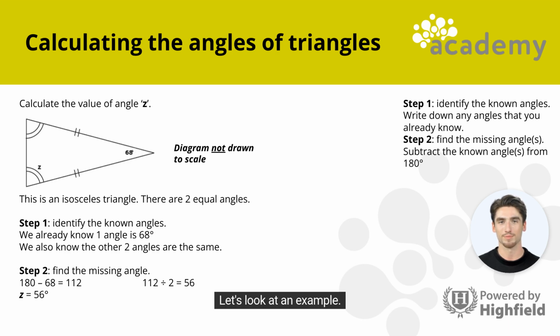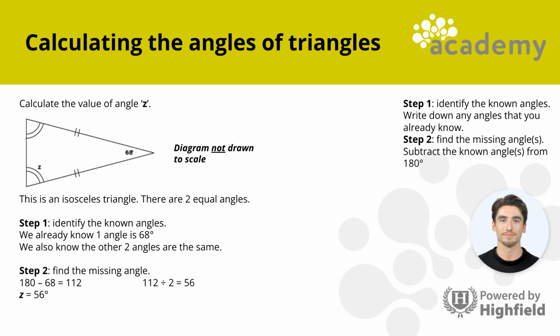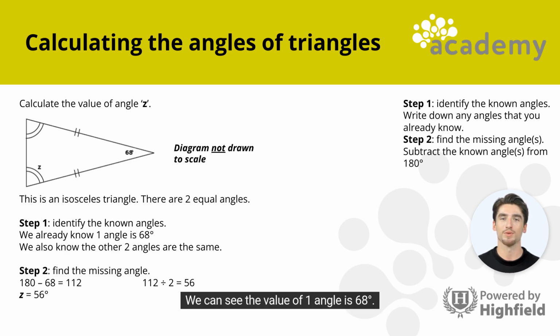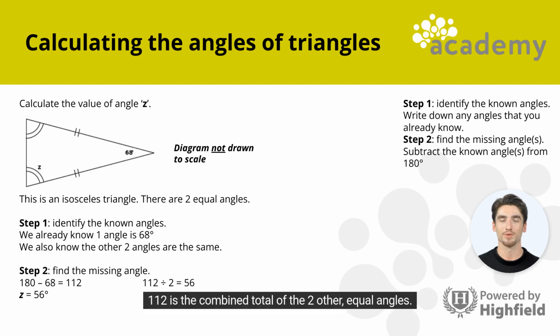Let's look at an example. This is an isosceles triangle. We know this because it has 2 sides that are the same length. Step 1. Identify the known angles. We can see the value of one angle is 64 degrees. We need to subtract this from 180 degrees. 180 minus 68 equals 112. 112 is the combined total of the 2 other equal angles.